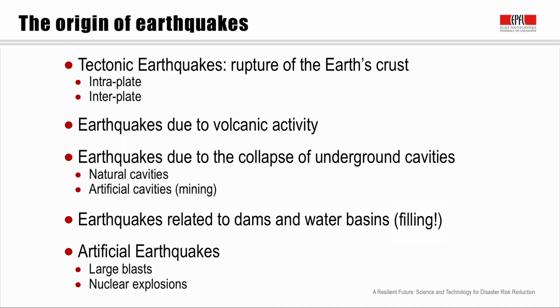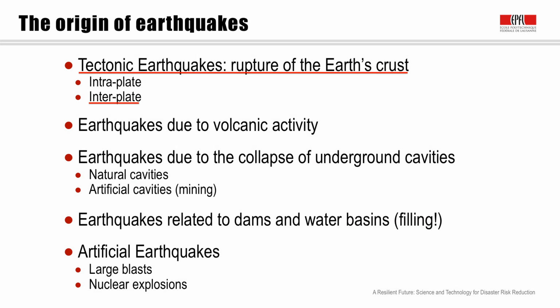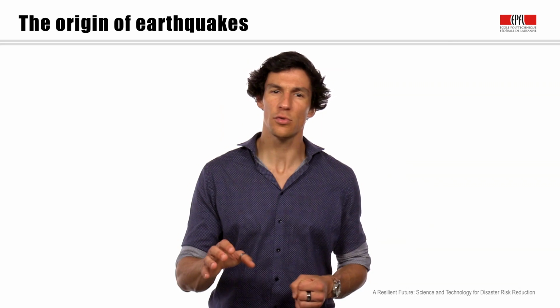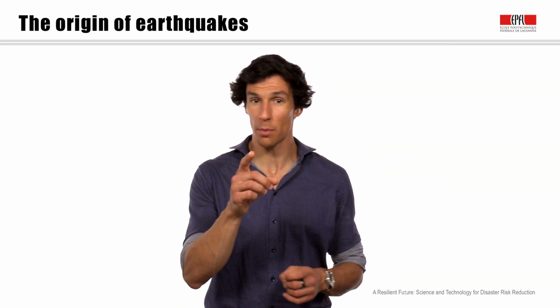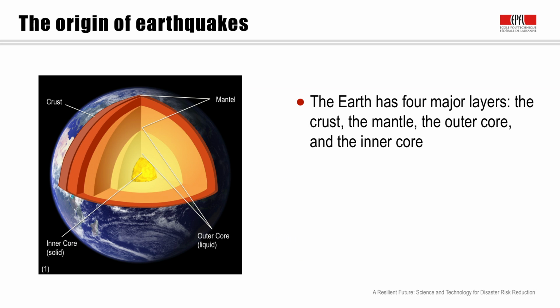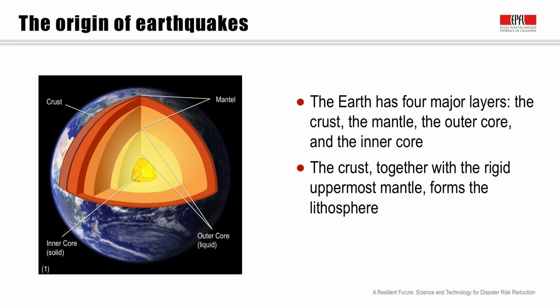They can be due to volcanic activity, collapse of underground cavities, or even produced by blasts or explosions. However, the major source of large earthquakes is definitely the rupture of the Earth's crust, namely in the so-called interplate earthquakes. The next few slides will bring back to memory what you most probably learned in primary school. The Earth is divided in four major layers: the inner and outer core, the mantle, and the crust. The skin, or the hard outer layer of our planet, is called the lithosphere, and it is made up of the crust and the cool, dense, and rigid upper part of the mantle.